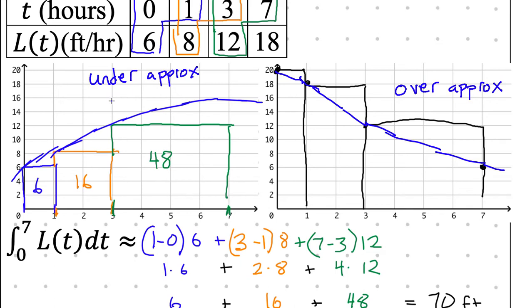What you said was perfect. When L of t is increasing, it's an under approximation, and when L of t is decreasing, it's an over approximation. If it's going up, this is a function that is going from down to up. It doesn't matter what the concavity is. It doesn't matter if I have any curvature to it. If I'm going up, if I'm increasing, then it's always going to be an under approximation.